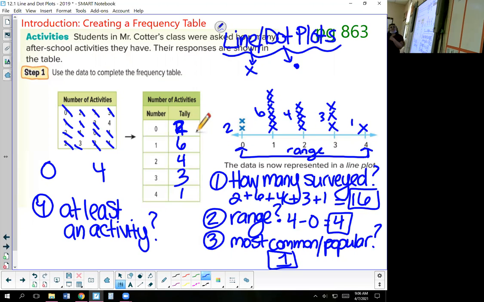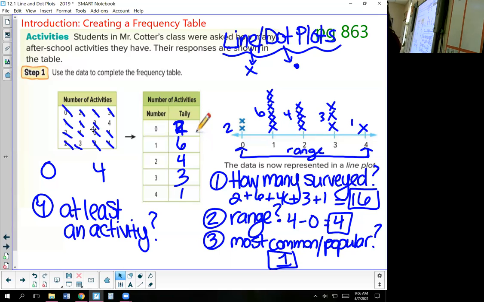How many kids participated in at least an activity? This brings us back to those inequality signs. So see if you could pick that one out here. At least.